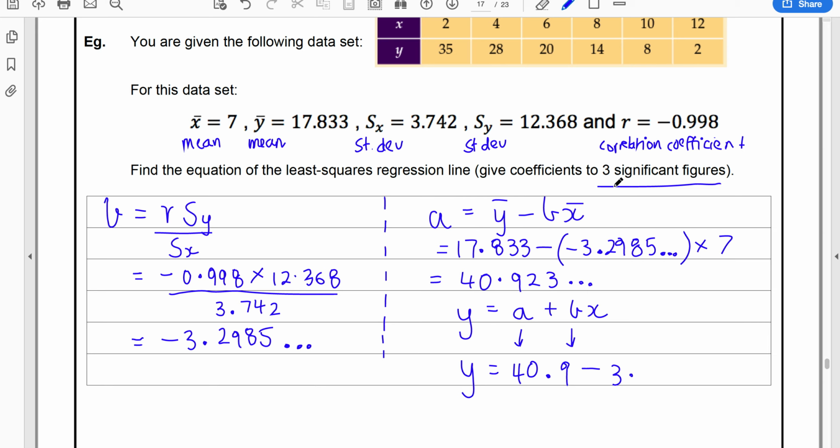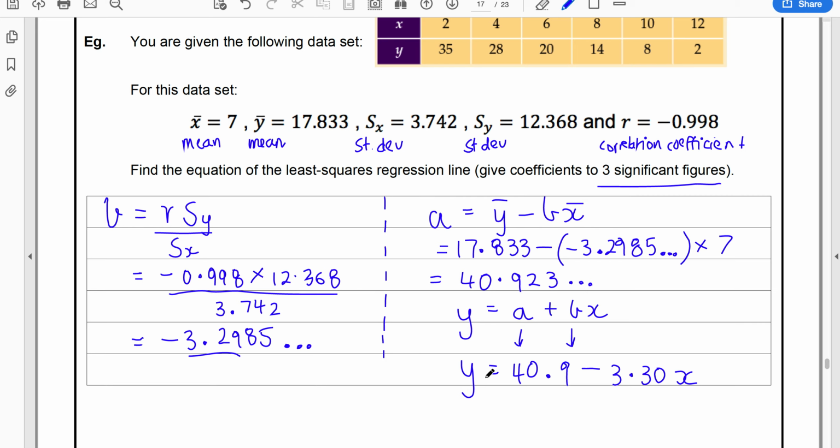Remember, I need 3 significant figures. So I'm looking at this part of the number. It's 29. The next number is 8, means that the 29 goes up to 30. And then my x. And there's my equation of my least squares regression line.